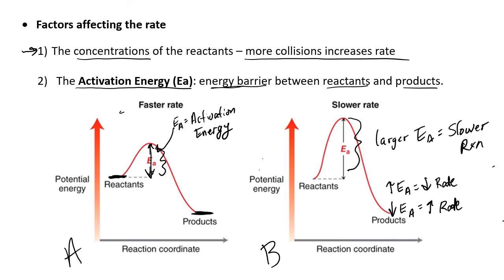You can think of this as going from point A to point B on a bike. If you have a small hill to get over, you're going to get from point A to point B a lot faster. But if you have a very large hill to pedal up, it's going to take you more time. It's going to require more energy to get from point A to point B.